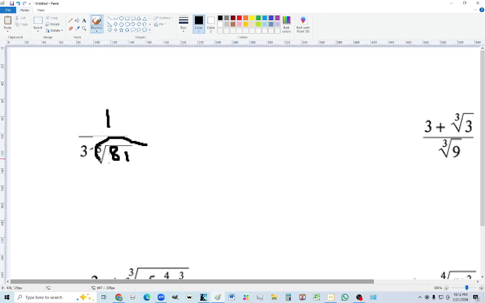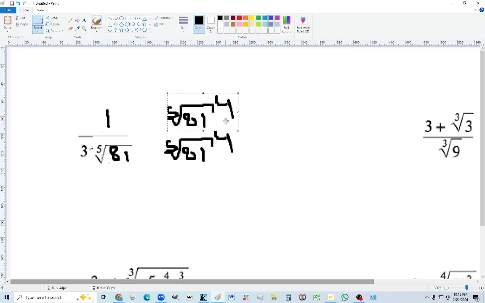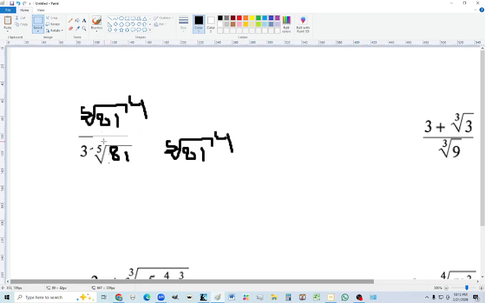But to get rid of this 5 root, I have to multiply it by 5 root to the power of 4. And that means top and bottom. And down here, it will just become that. Up here, it will just become that. And this essentially will just cancel the root. So I'm left with 3 times 81, which is, as we did before, 243.